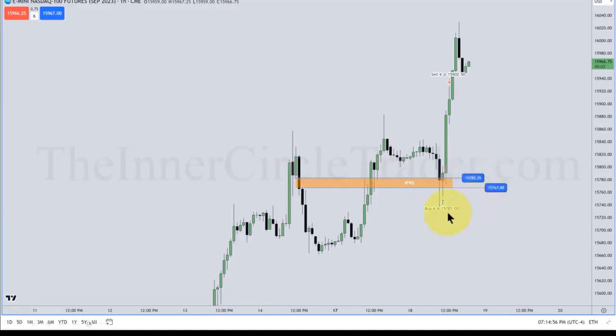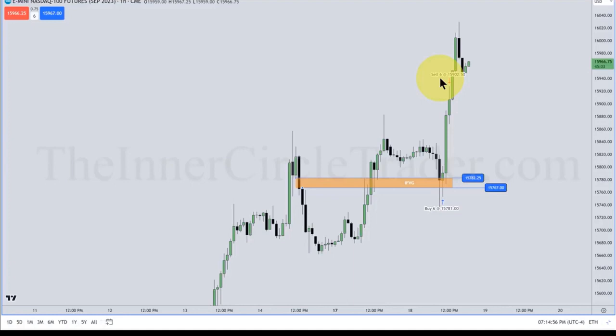And my fill going long six contracts was 15,781 even. Below and inside the inversion fair value gap there at the candle that qualified and confirmed that my Reaper was in fact good to go, send price higher. And I took a market exit. It wasn't a stop out.